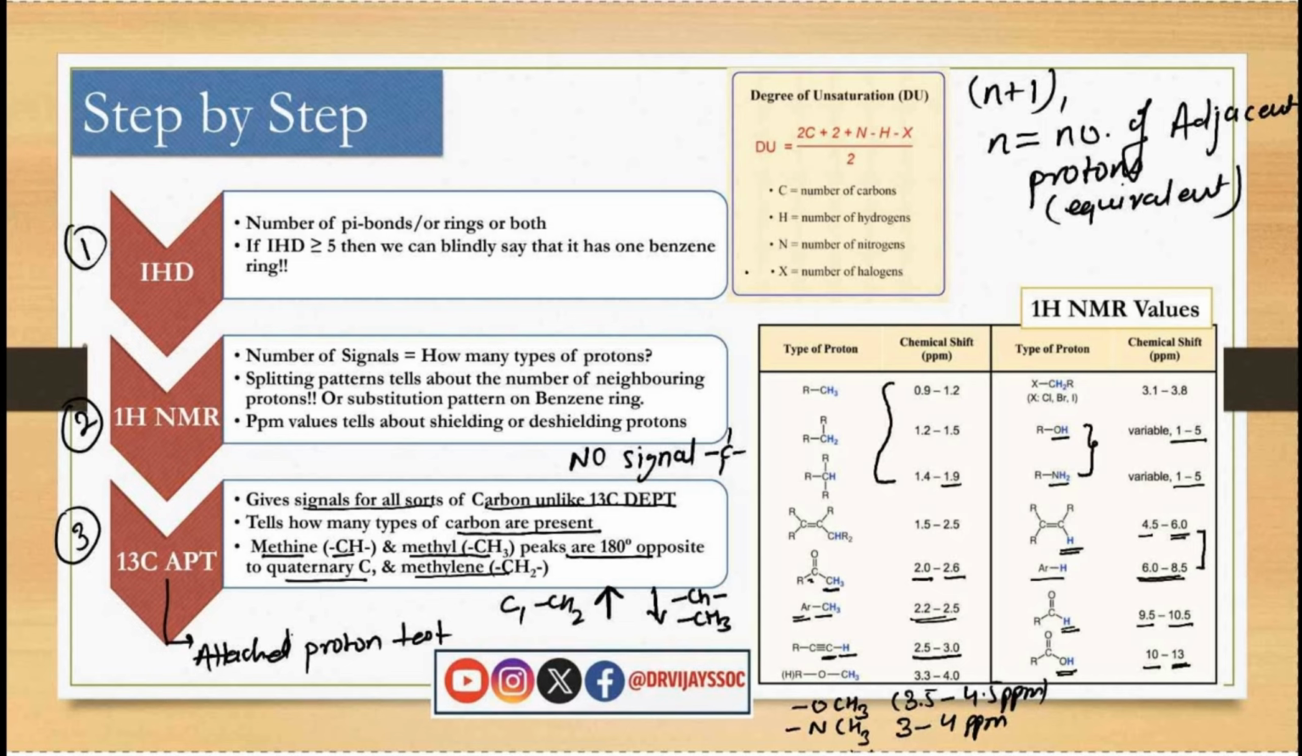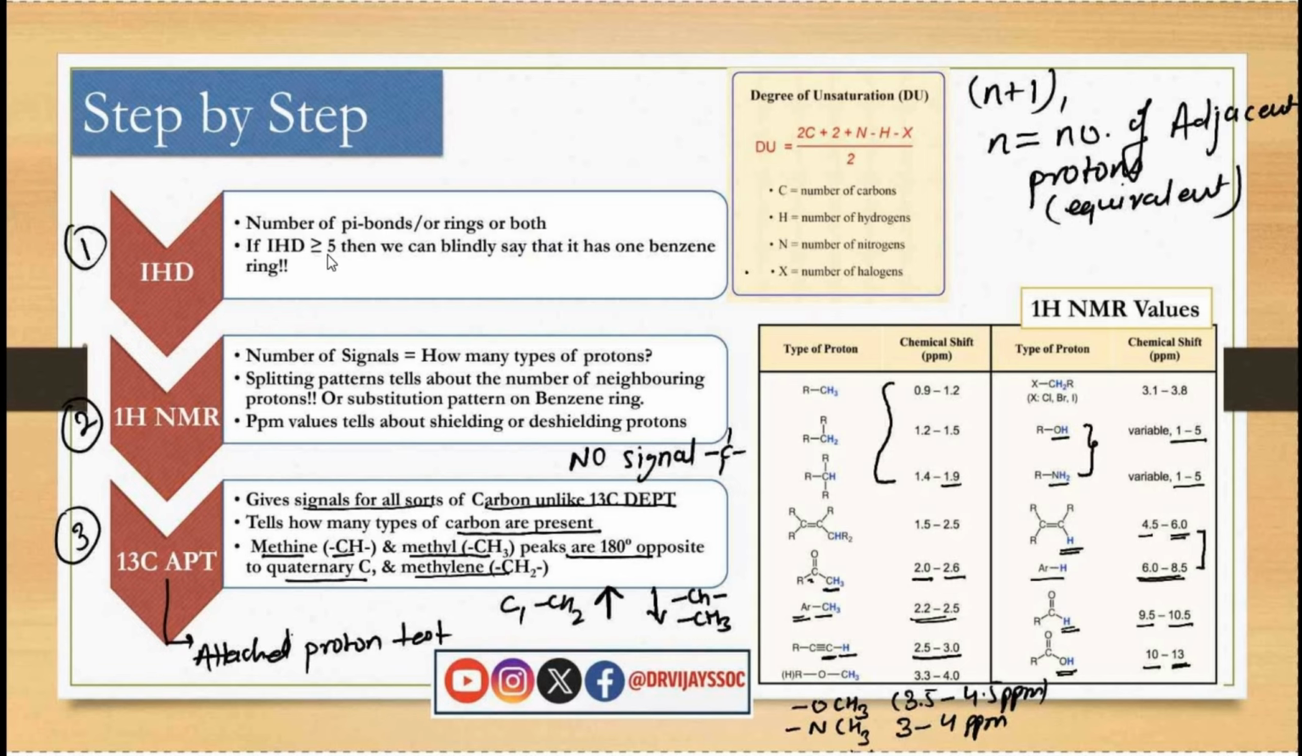So the first step is calculating the index of hydrogen deficiency, which is also known as degree of unsaturation, and this is the formula: 2 multiplied by number of carbon atoms plus 2 plus number of nitrogen atoms minus number of hydrogen atoms minus number of halogen atoms, divided by 2. So the value gives the number of pi bonds or rings, or it could be both.